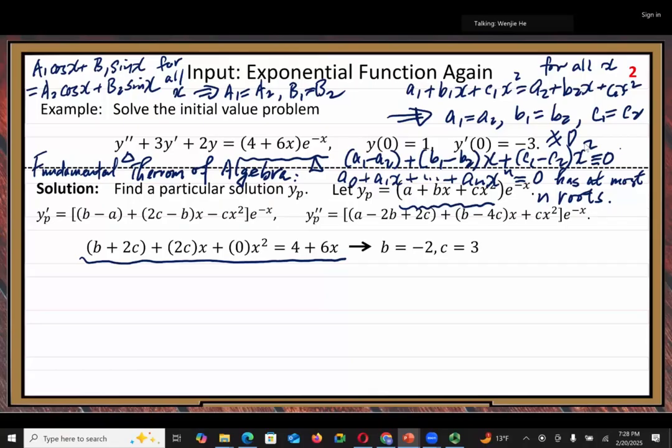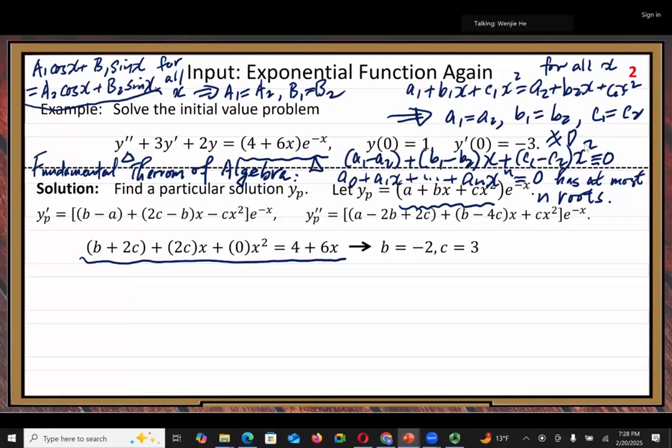But for sine and cosine, you cannot apply the fundamental theorem of algebra, right? So that's another explanation. Because sine and cosine are linearly independent. Remember? To check linear independence, you can use the Wronskian. If linearly independent, A1 must be equal to A2, and B1 must be equal to B2. Otherwise, it's linearly dependent, right? So we can also explain. All right, let's continue.